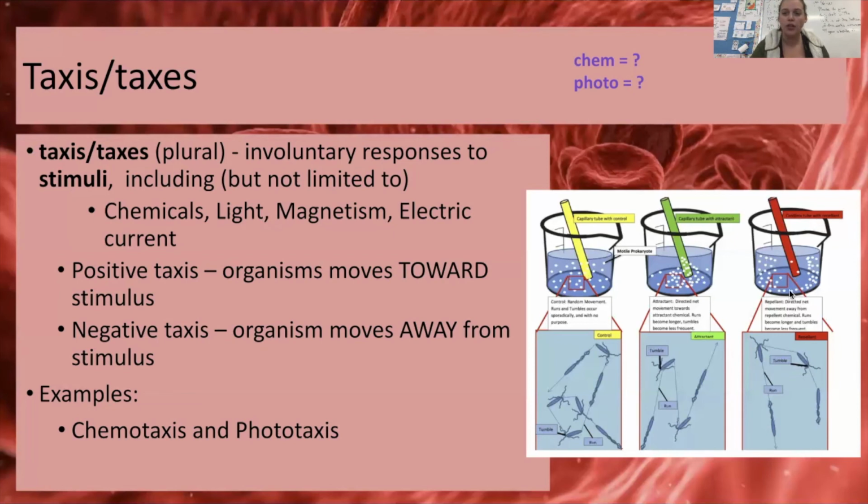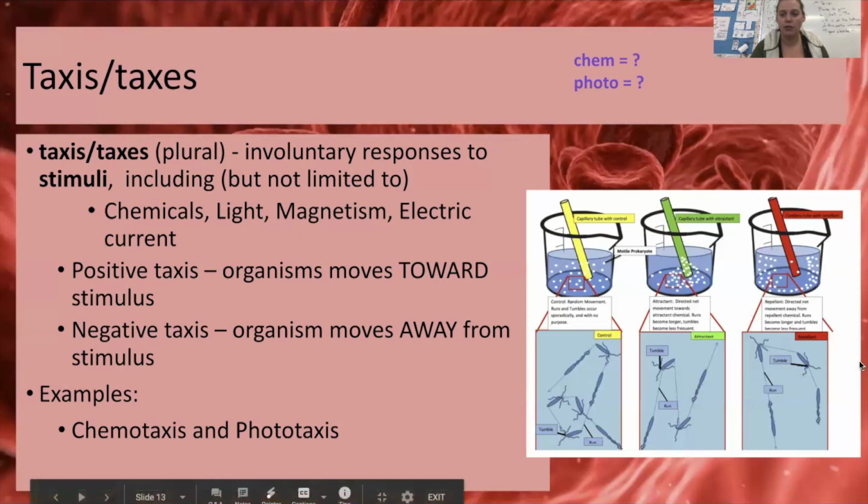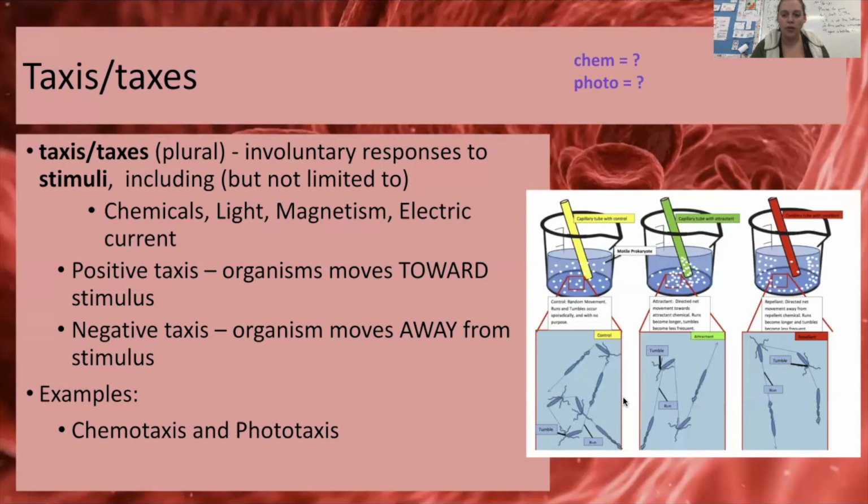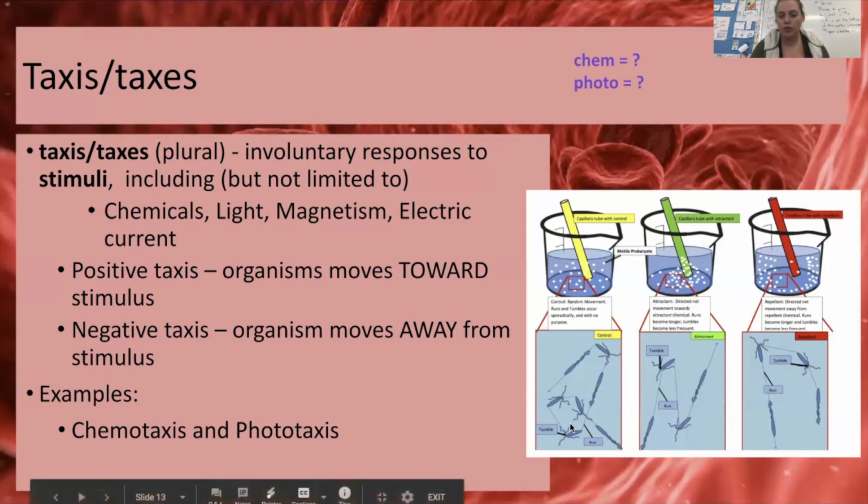So they're going to get as far away from that as they possibly can. This would be a negative taxis. And down here, you're just seeing a diagram of how bacteria move. They use something called a run and tumble. So in a control, they're just moving around randomly.